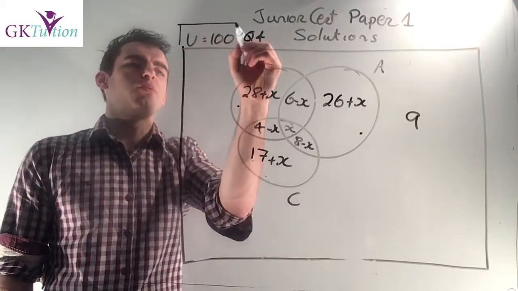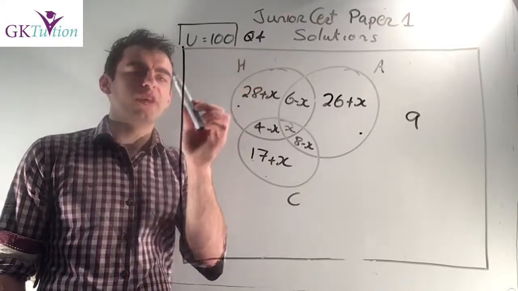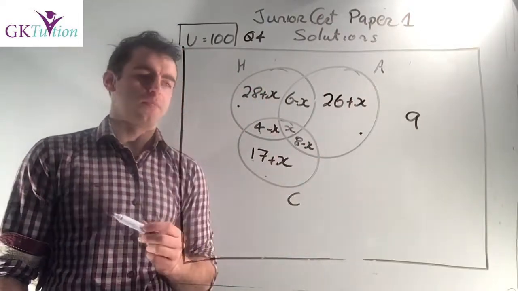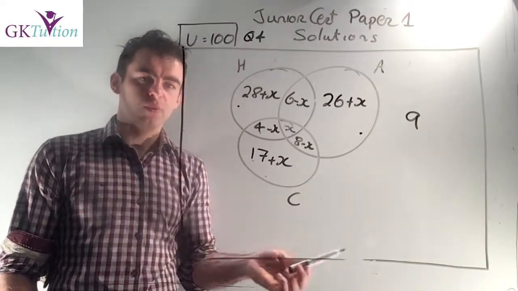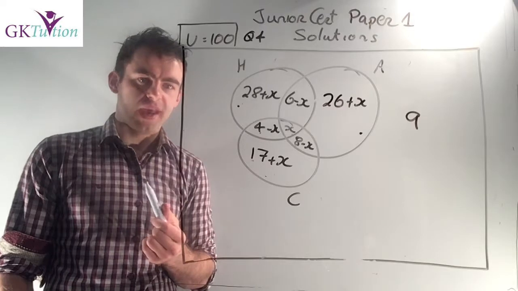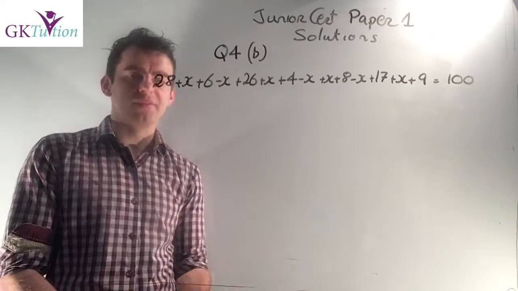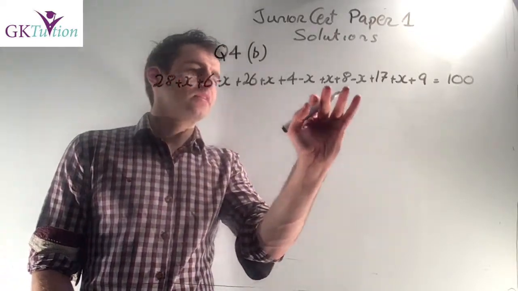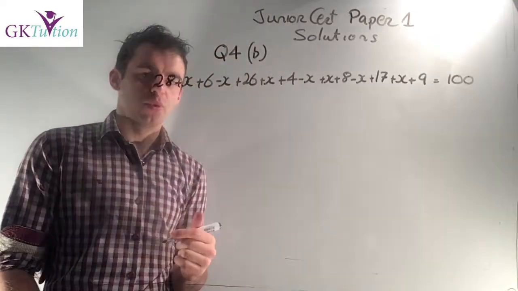And for the second part of the question, we're asked to find the value of x. And I know that there's 100 people in total in this group, which means that if I add up all of these little sections and let them equal 100, I'll be able to find the value of x. So if you've got part A correct, part B is relatively straightforward. I've just taken each section from my Venn diagram and I'm adding them all together, and I know when I add them all together they have to add up to 100.